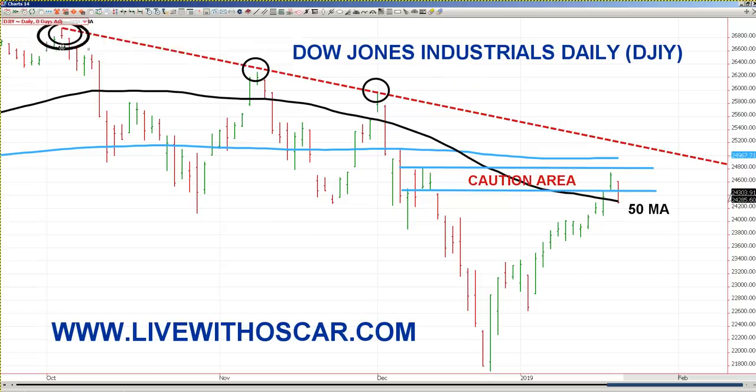Now, we've got this. Look at the line that starts here. You go back and hit that line and drop. You hit it again, drop massively. And this time, so far, we didn't even get to the line. We failed inside the caution area. So that's your Dow Jones Industrial Average.